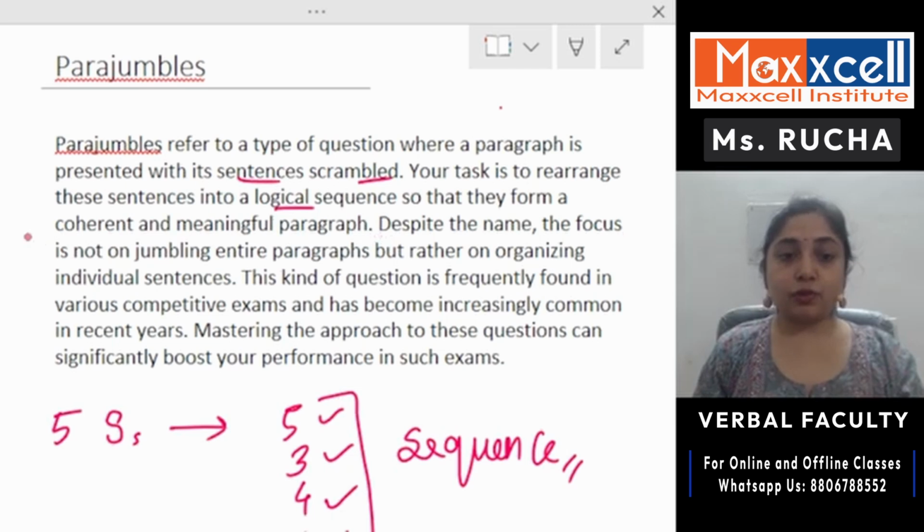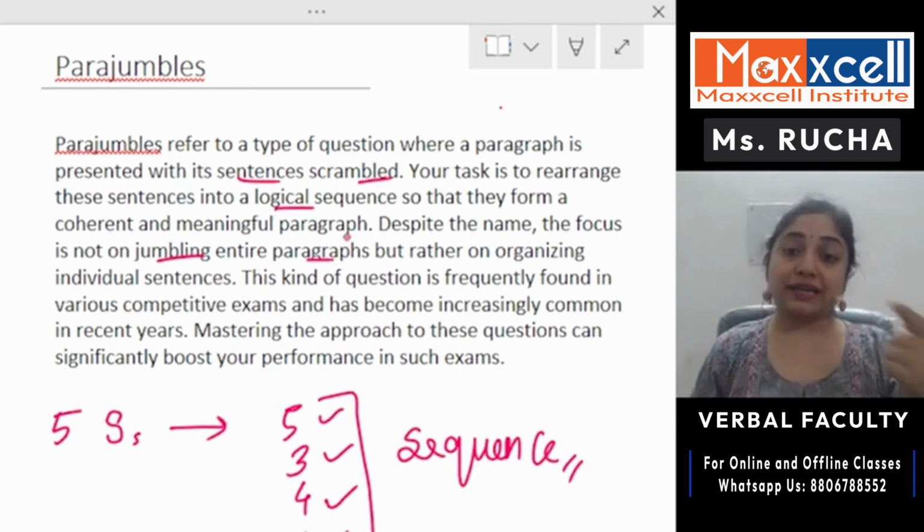Despite the name, the focus is not on jumbling entire paragraphs. Don't get confused by the name. You don't actually have to jumble the paragraphs. In fact, you have to do exactly the opposite. You have to arrange the sentences in such a way that the jumbled paragraph will become coherent and meaningful, right?